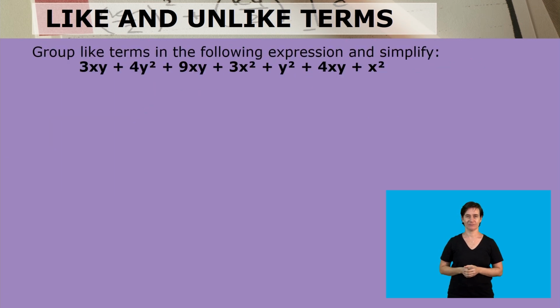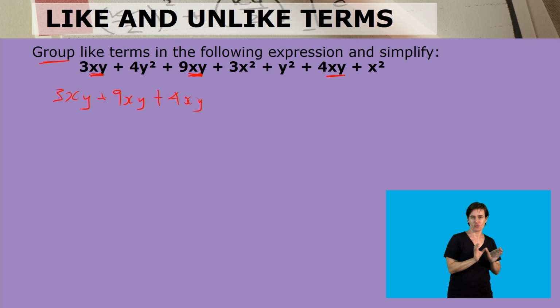Now, we have an expression. Let's look at that expression together. In that expression, the first term has xy, and I then have to look at other terms in that expression that have the same xy. I have 3xy, so let's write that separately. And then there is another xy, which is 9xy, so it would be plus 9xy. And then I have 4xy, so it would be plus 4xy. What I'm doing is grouping the like terms.